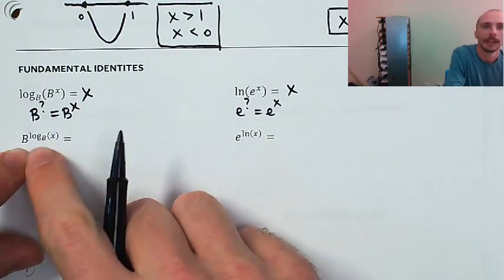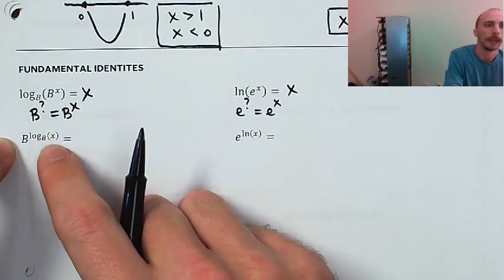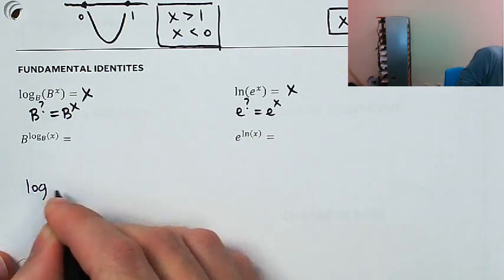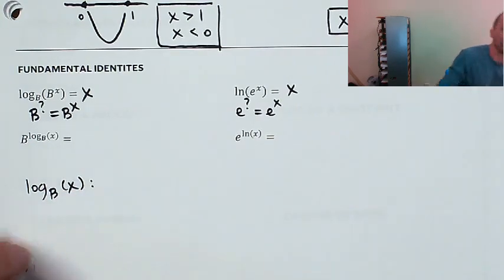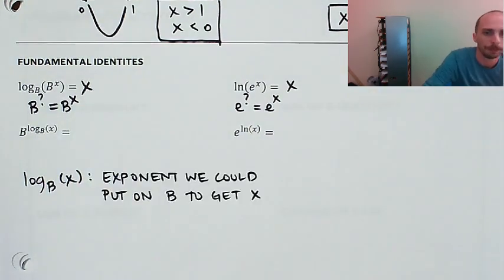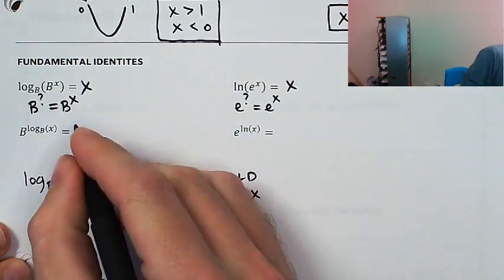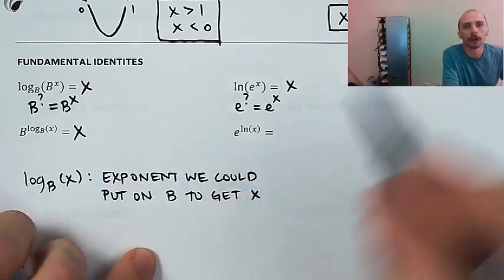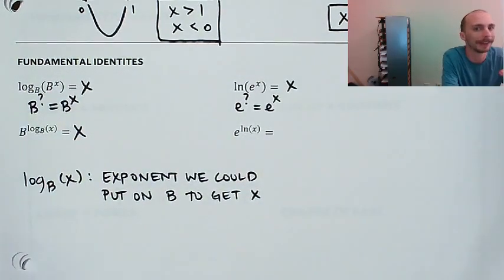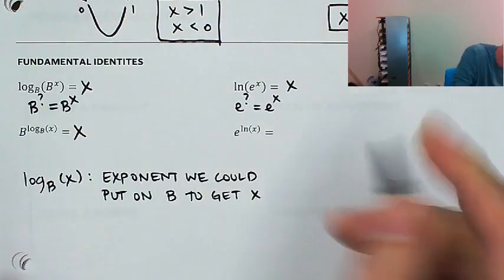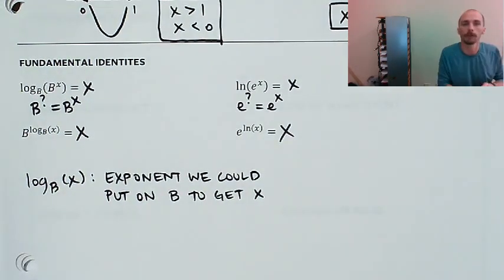And, okay, then this one's a little trickier to think about. Okay, so if I take b to the log base b of x, remember, log base b of x is, and I'm going to just write this out in words, it's the exponent we could put on b to get x. But I'm putting that exponent onto b right there, and so I should be getting x, right? And same thing over here. Natural log of x is the special power of e I take to get x. So if I take e to that special power, I should get x. And those are the fundamental identities.